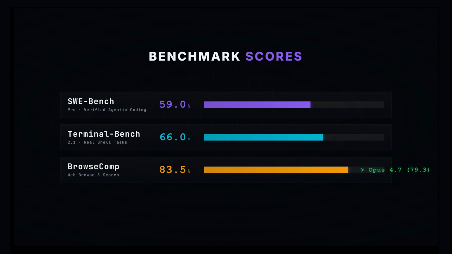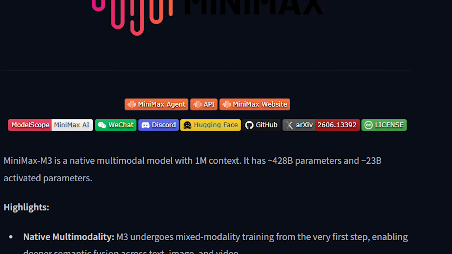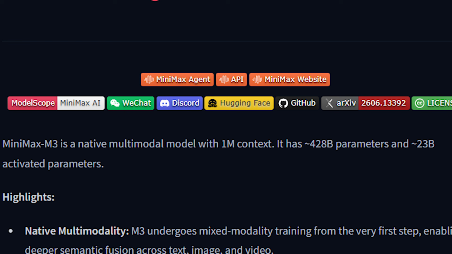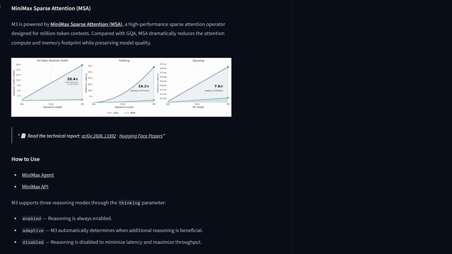And it's open weights on Hugging Face. Around 428 billion total parameters with roughly 23 billion activated. So this is a sparse mixture of experts architecture, which means it's large but efficient.